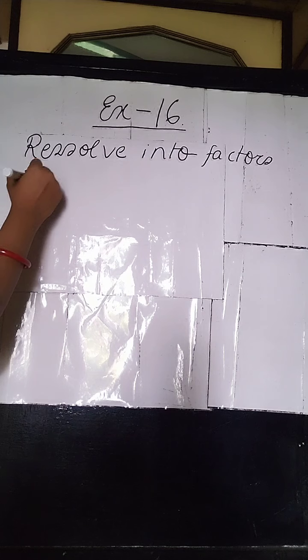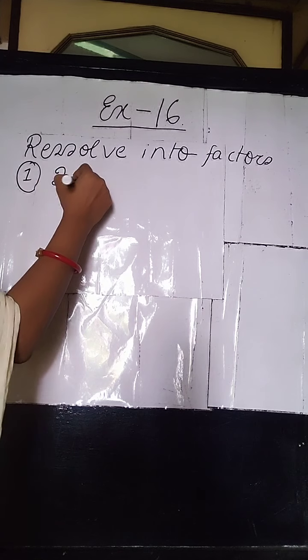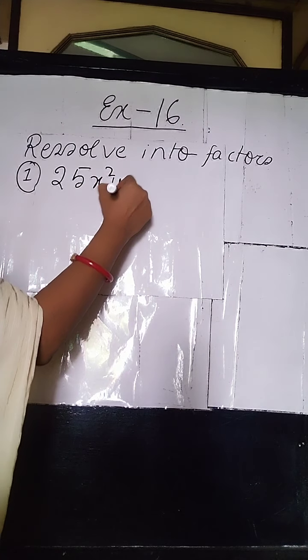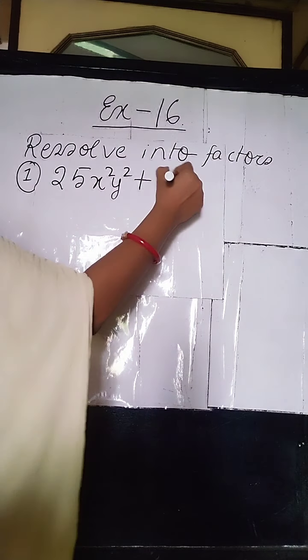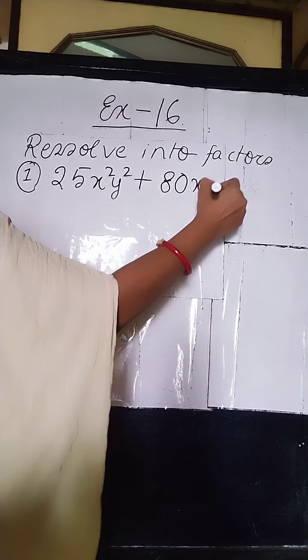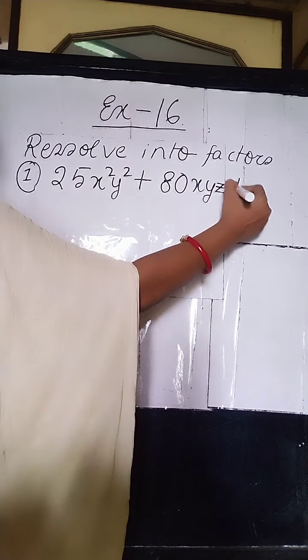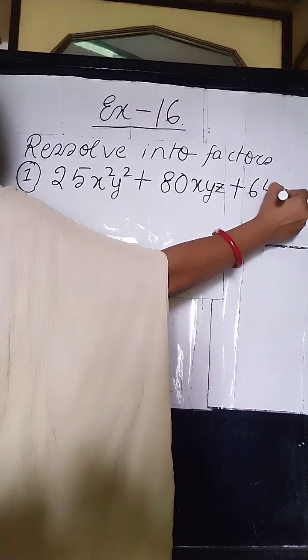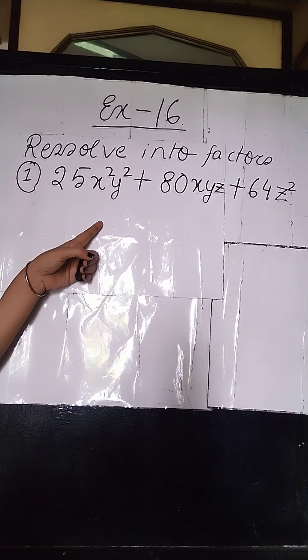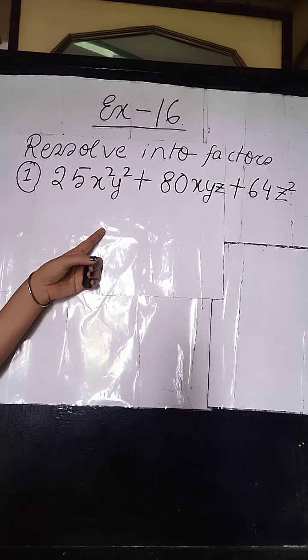So in this resolve into factors, the first sum given from exercise 16 is 25x square y square plus 80xyz plus 64z square. This is given in sum number 1. Now this sum is given, you have to resolve into factors. How will you do this?